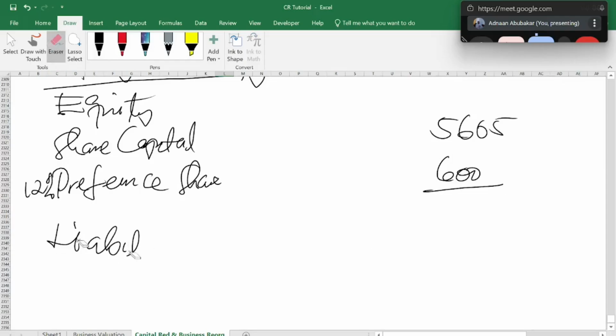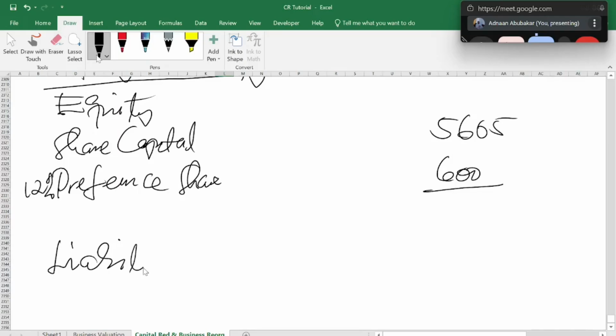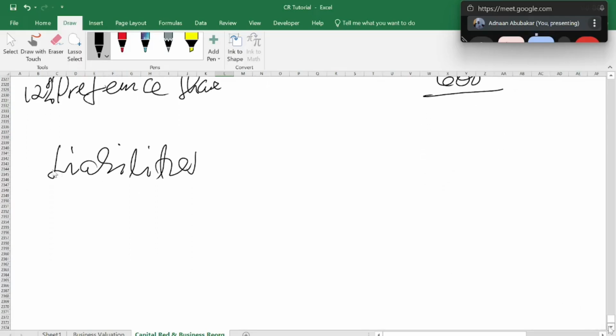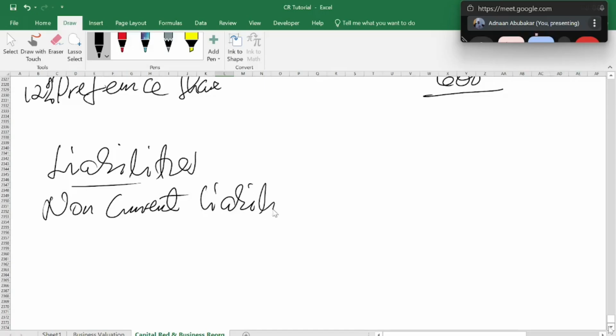So this one too, you add it. Then you come to liabilities. When you come to liabilities, you have current and non-current liabilities, right? So we have what? Non-current liability. We have 15% debenture, secured on property, plant, and equipment. How much is it?